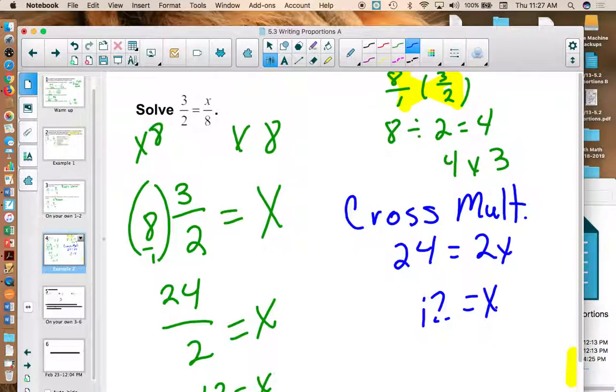You can use the inverse operation, which is what you've been taught for a couple of years now. Or you can use the cross multiplication. Either way is acceptable. Personally, I like to cross multiply. It's what I would know as a shortcut. But the thing is, if you don't know why the shortcut works, the shortcut is of no value to you.